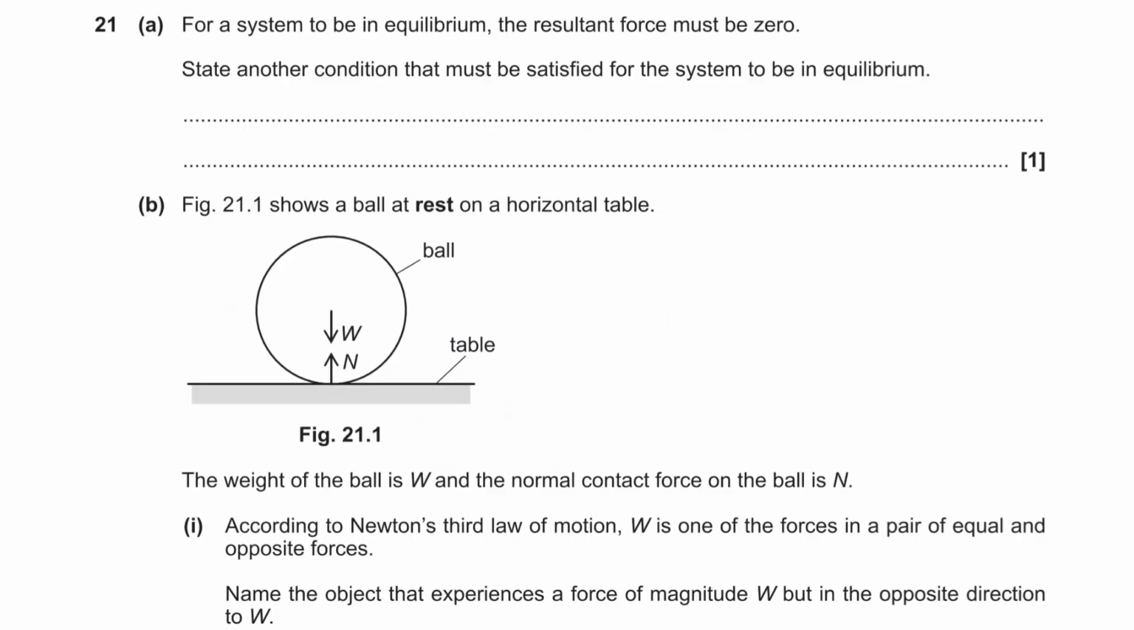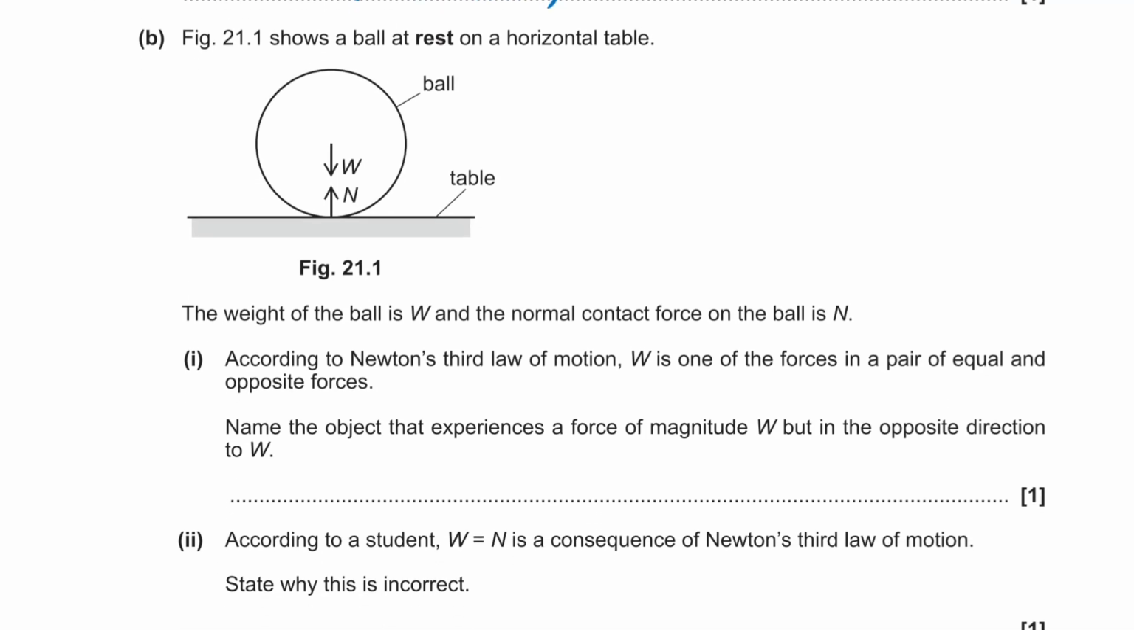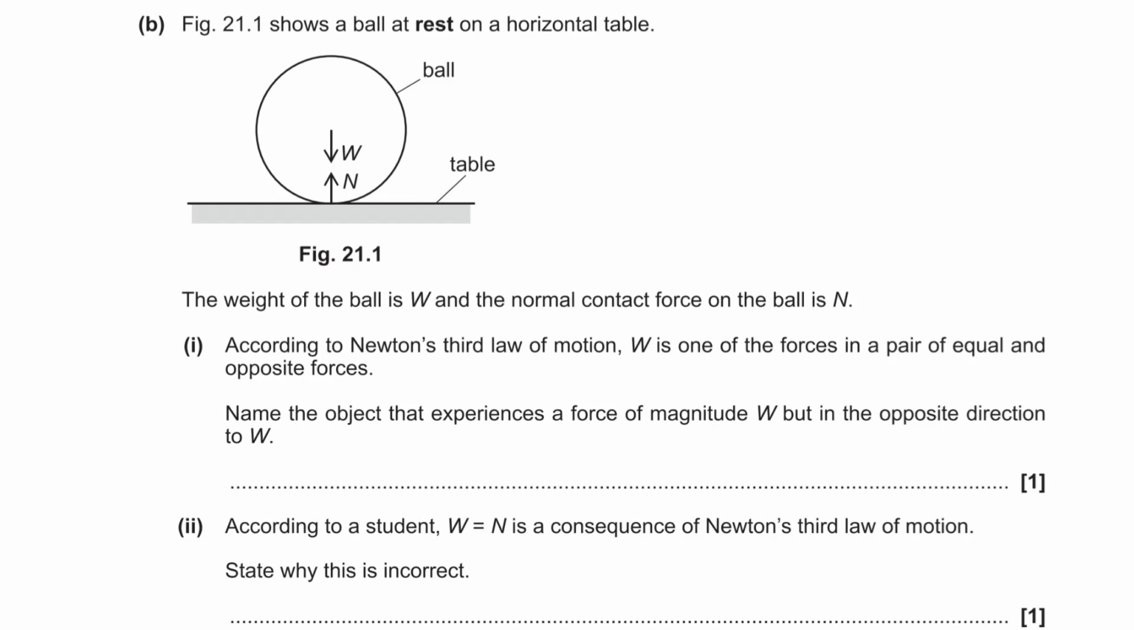Okay, normal questions. 21. What's the other condition needed for a system to be in equilibrium? Well, it's not only no forces, but also no turning forces. So resultant torque must be 0. We can also say resultant moment must be 0. Or we might say the sum of clockwise moments equals the sum of anti-clockwise moments, but that's a long way of putting it. No resultant torque is all good.